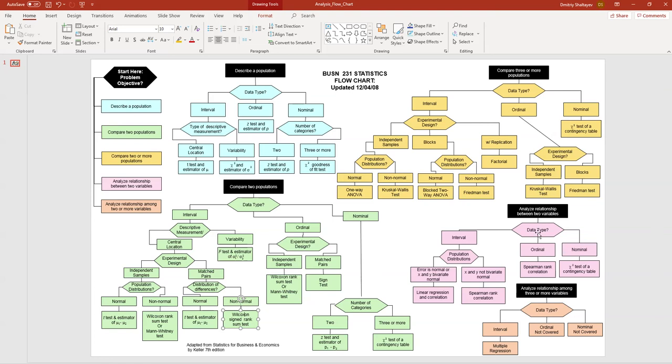So this is where I'm starting. Data type. Well, I know it's nominal, right? And there you go. It tells me immediately that if you want to find out if variable x, gender, is related or not related to variable y, pet preference, and you're dealing with nominal data, then you're going to have to do the chi-squared test of contingency table. And that's what I wanted to emphasize.